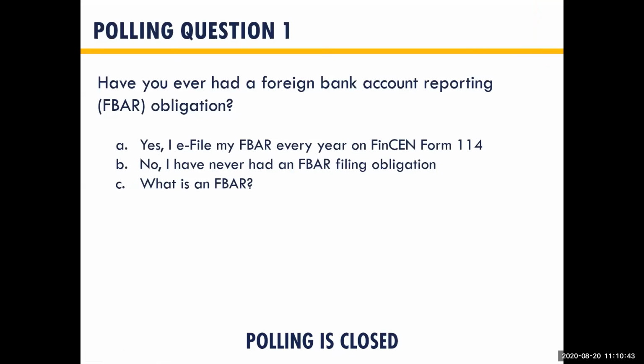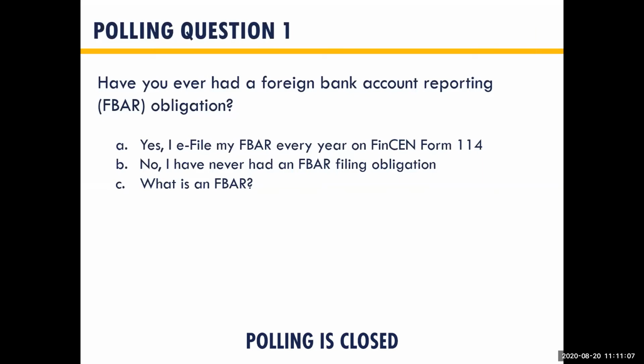Perfect. All right, guys. The first polling question is open, and it is: have you ever had a foreign bank account reporting FBAR obligation? Yes, no, or what is an FBAR? Please go ahead and answer that. Polling questions will be for CPE credit. You don't have to have the right answer. Obviously, there's not a right answer on this one. We just want to get your feedback.